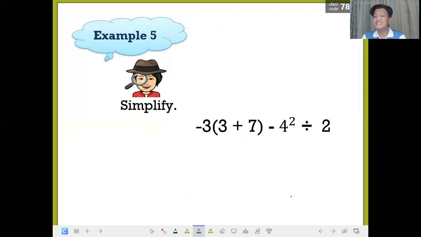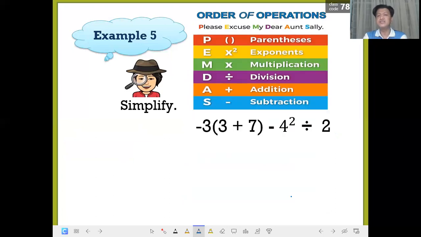Okay, so next, number 5, simplify negative 3 times the quantity of 3 plus 7 minus 4 raised to 2. 2 is the exponent, take note, divided by 2. Okay, so since maraming operation, no, I think there are 4. Okay, so use the PEMDAS rule. Okay, so our solution is simply, tignan natin parenthesis. Meron siyang parenthesis, ibig sabihin, simplify muna natin to. What is 3 plus 7? That is 10.